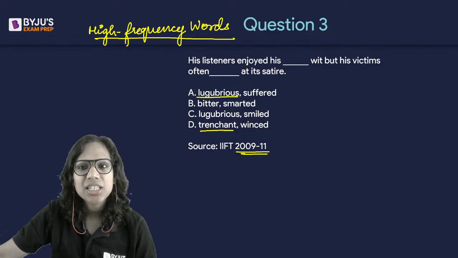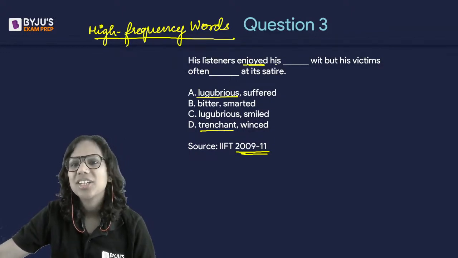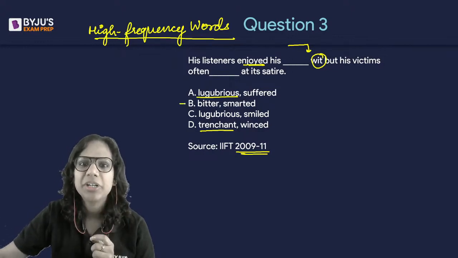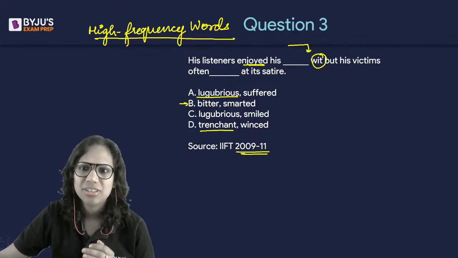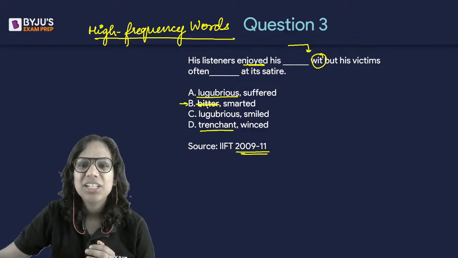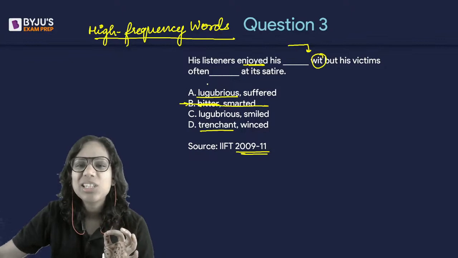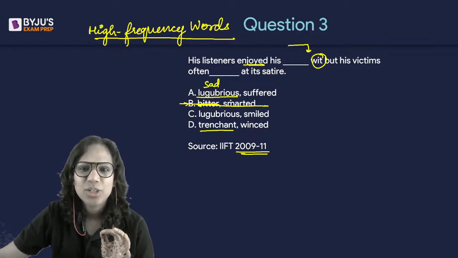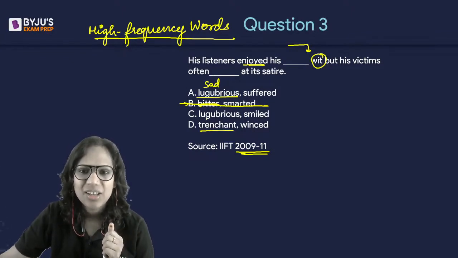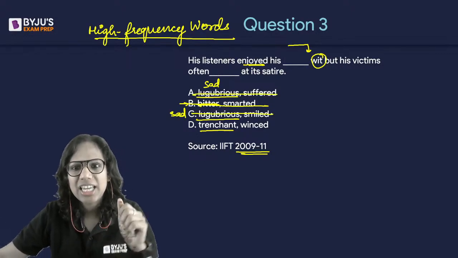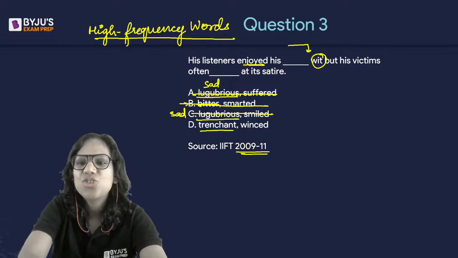So his listeners enjoyed something. What? Enjoyed his dash wit. So I have to look at a word that describes his wit. See, if it is bitter, then they're not going to enjoy it, right? So bitter is a word that I eliminate outrightly. Lugubrious means sad. Okay, lugubrious, sad. So, how can they enjoy something sad? Eliminated. What is trenchant?